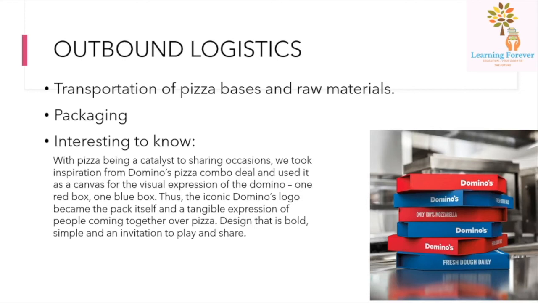So moving on to the outbound logistics. This includes the transportation of pizza bases and raw materials. Like we said when we spoke about the logistics part, from Jalandhar it would come to the retail locations, and then it would be distributed to the local retail stores, the pizza bases and the raw materials. Likewise, even the packaging is taken care of.